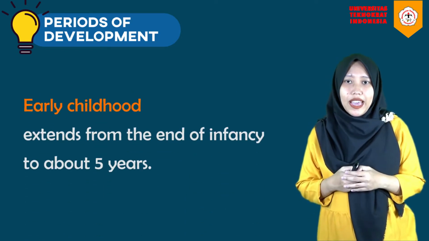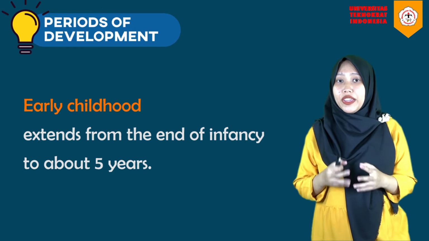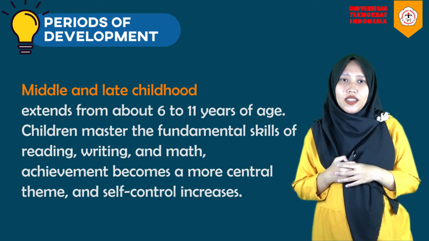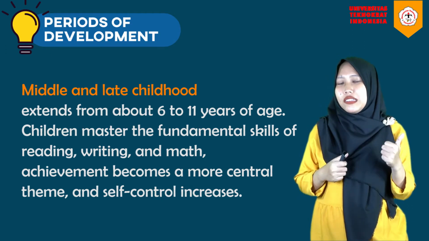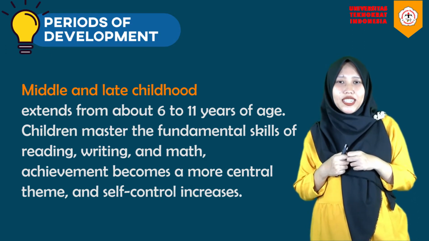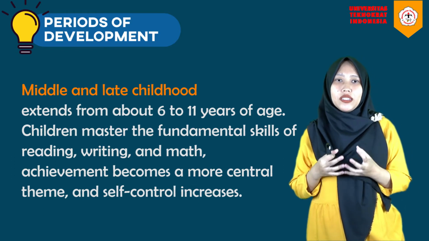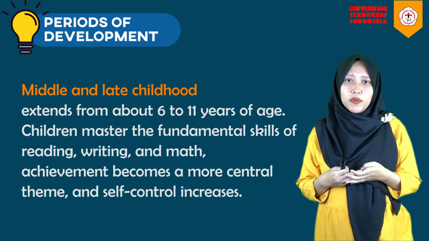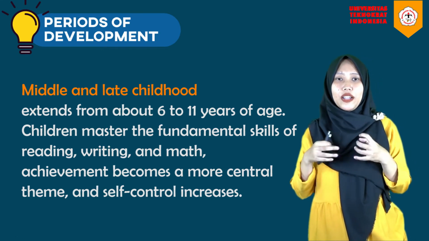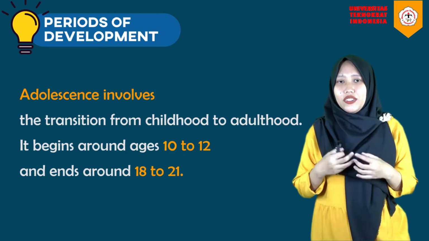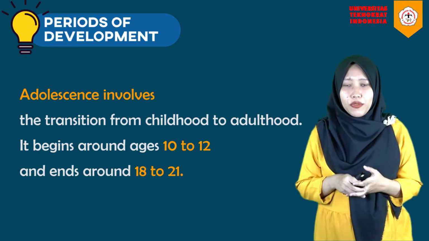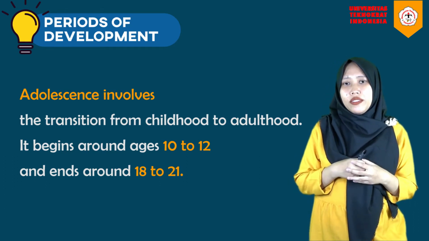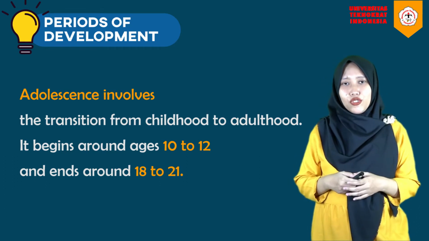Early childhood extends from the end of infancy to about 5 years. Middle and late childhood extends from about 6 to 11 years of age. Children master the fundamental skills of reading, writing, and math. Achievements become a more central theme and self-control increases. Adolescence involves the transition from childhood to adulthood. It begins around age 10 to 12 and ends around 18 to 21.